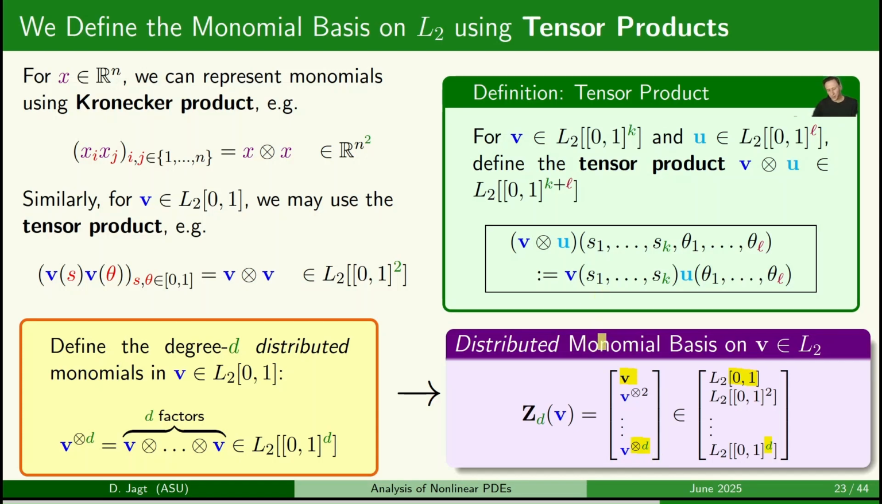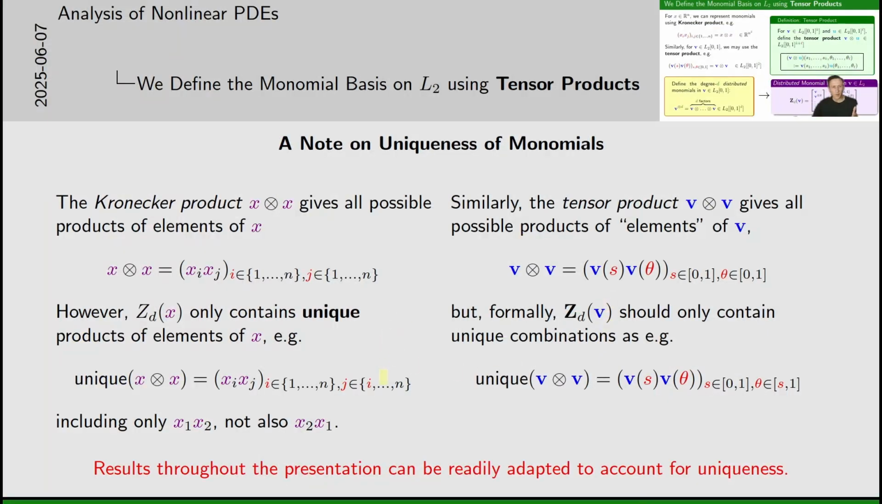Now one quick note here. In the finite dimensional setting, of course, if we take the tensor product of x with itself, then this result will include both the product x1 times x2 and the product x2 times x1. Whereas we really need to include only one of these if we want to have a proper basis. So we should really be taking only unique combinations from this Kronecker product. Similarly, in the infinite dimensional setting, we should really only be taking unique combinations of this tensor product.